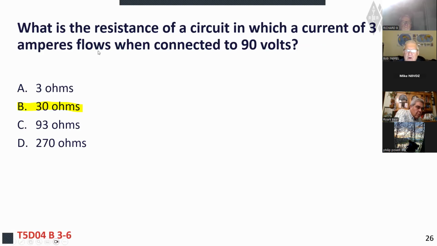Now you know what? You can take a calculator into class. You're really not going to need it. What follows is a series of a couple of questions that require really just basic arithmetic. For the resistance of a circuit, you're going to take volts and divide it by amps. So 90 divided by 3, that's going to give you 30 ohms as resistance.